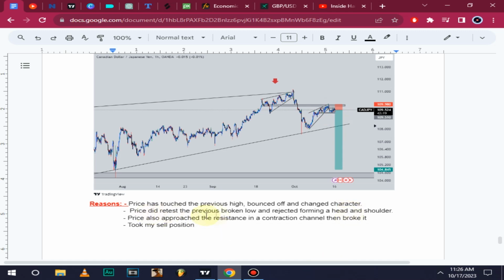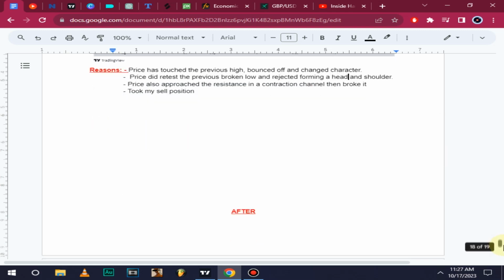Price did retest the previous broken low and rejected, forming a head and shoulders. All right, over here I talked about head and shoulders, right? Let's continue. Price also approached the resistance in a contraction channel, then broke it, then took my sell. This is the contraction channel I'm talking about. So I was expecting those sell entries. Then let's go after. What happened?